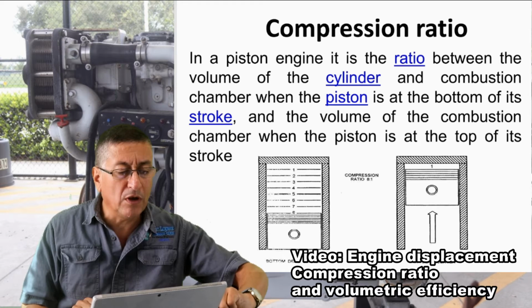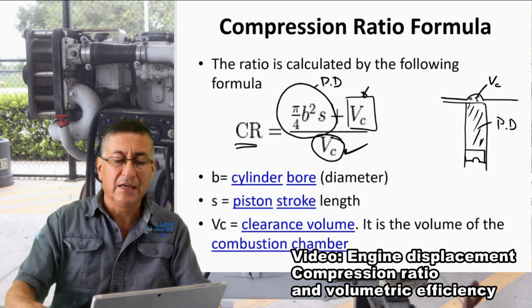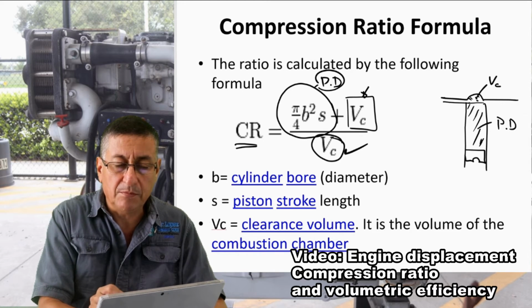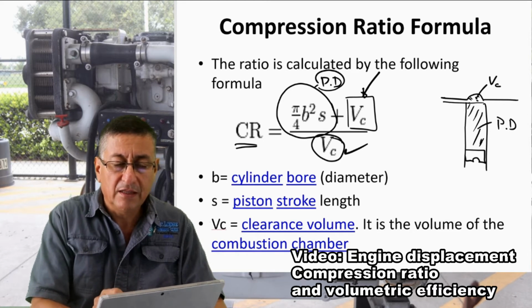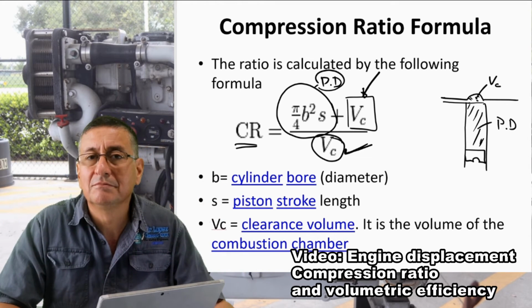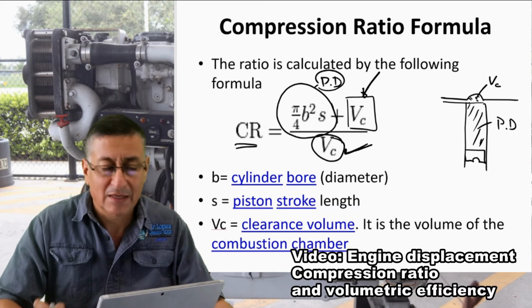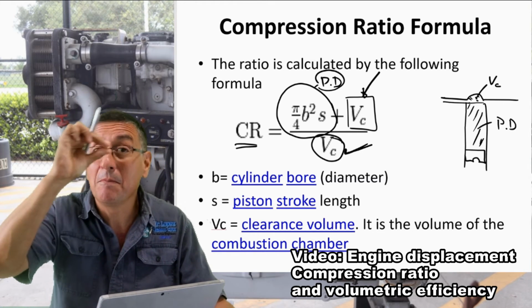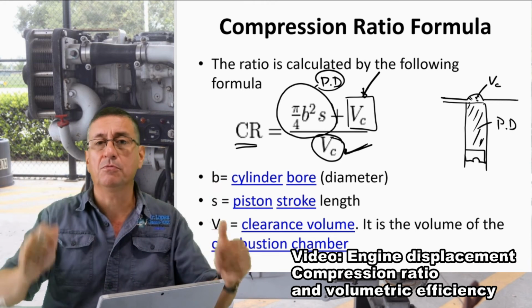The simple formula for compression ratio is this. It is the piston displacement plus the combustion chamber volume, divided by the combustion chamber volume. Simple. The piston displacement plus combustion chamber divided by the combustion chamber. This is the compression ratio.